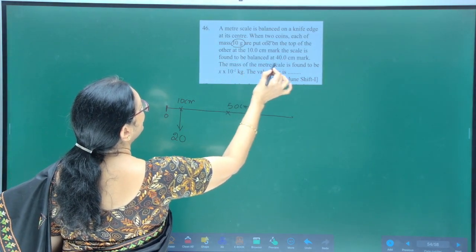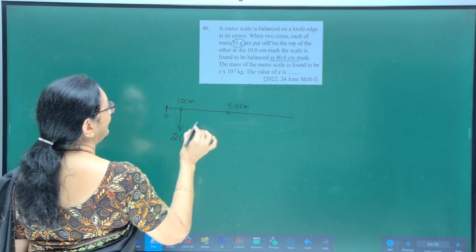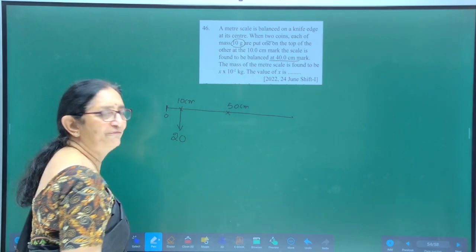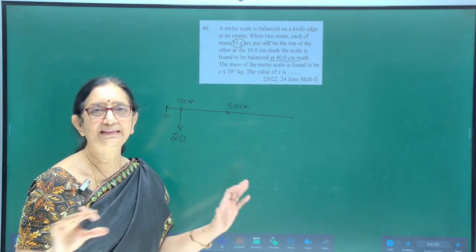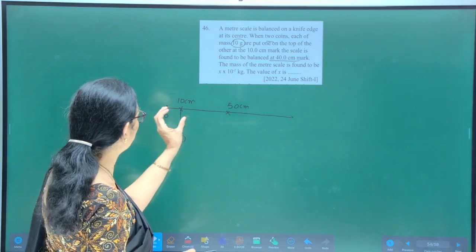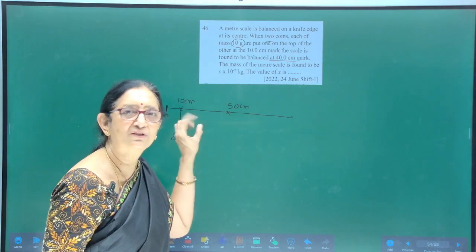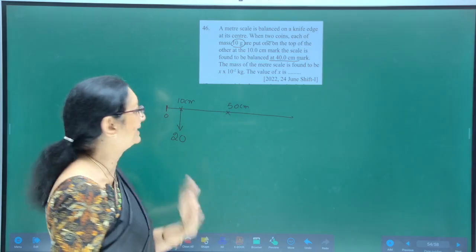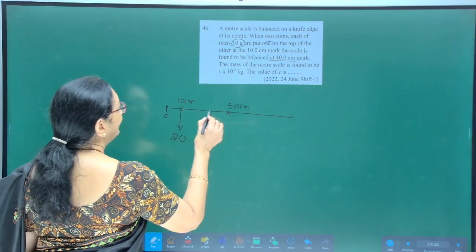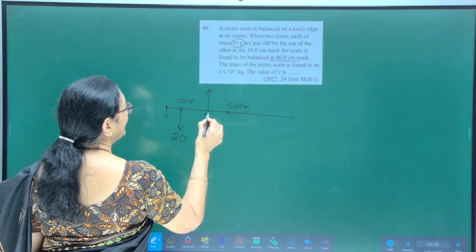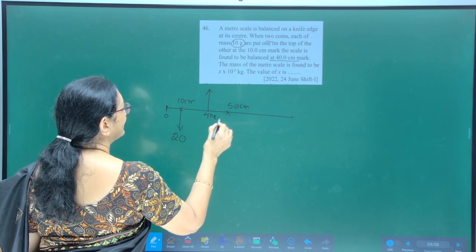Now, it is found to be balanced at 40 centimeters mark, when actually it is balanced at 50 centimeters when nothing is added to the scale, right? But when this 20 gram is suspended from it, or when 20 gram coins are placed on the top at 10 centimeters division, it is balanced at 40 centimeters division. So, it is placed on a knife edge at 40 centimeters.